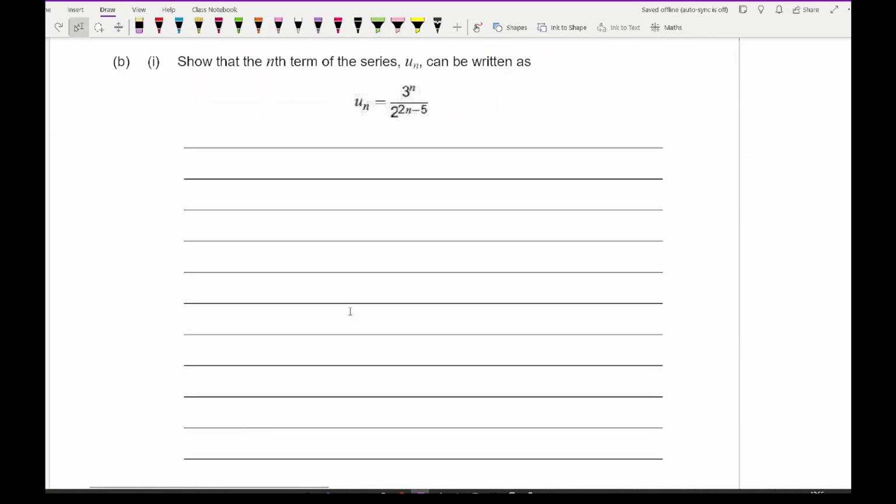Then moving on to part b i, it says show that the nth term of the series, u_n, can be written as u_n equals 3 to the power of n over 2 to the power of 2n minus 5. Now this one is not a nice question, I must admit, but let's have a look at what we're looking for. So we know that u_n, based on the information that we're given, is 24 multiplied by 3/4 to the power of n minus 1.